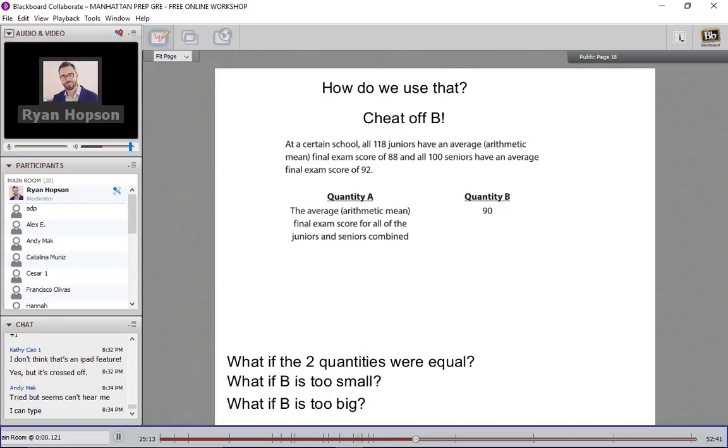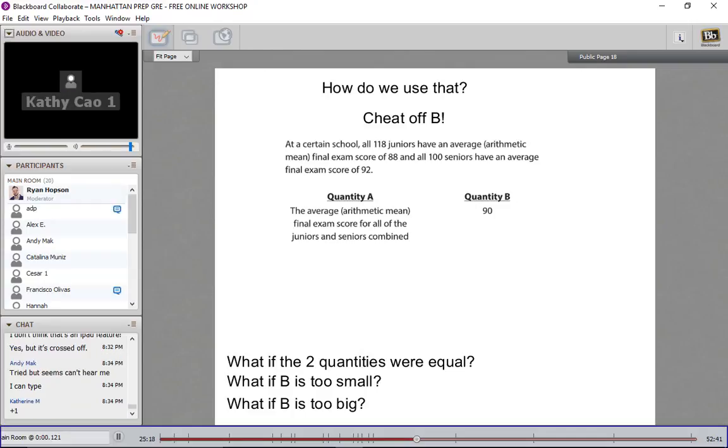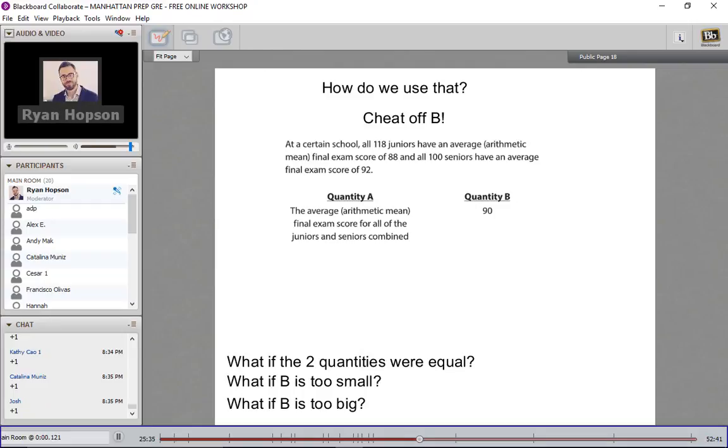How many of you did it that way? If you did, give me a quick plus one in the chat. Nicely done. If you did that, that is fantastic. Really well done. Really strong math skills, but actually not the most efficient way to solve this problem. The most efficient way is to cheat off of B. So let me show you finally here what I mean by that.